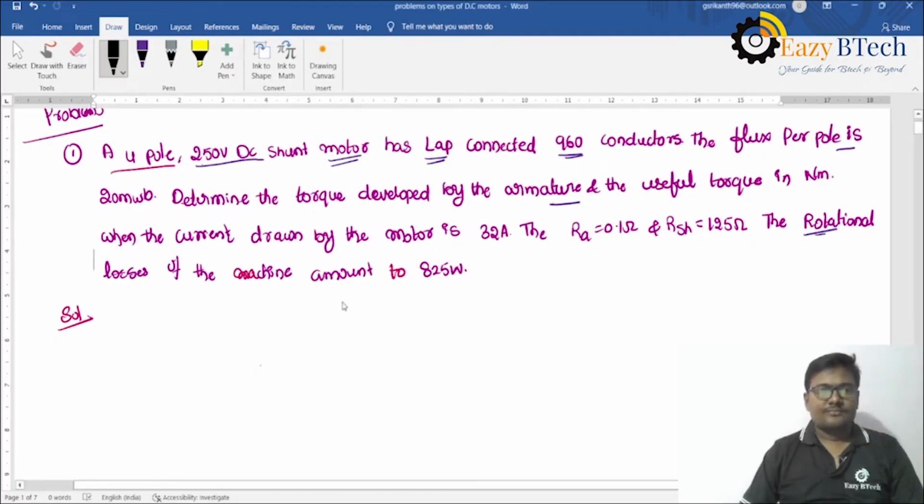In the last lecture, we discussed the different types of DC motors. In this lecture, we will solve the problems on different types of DC motors.